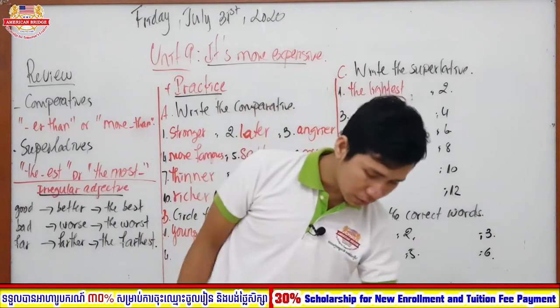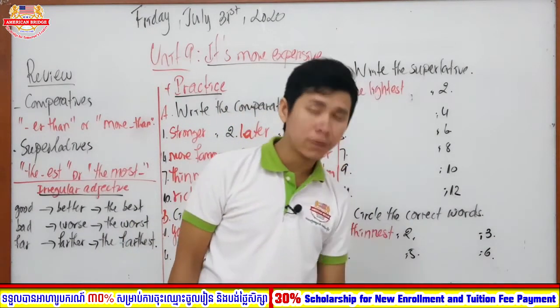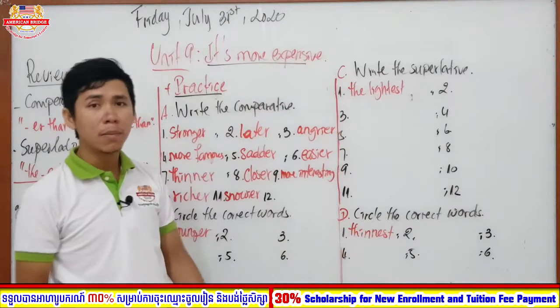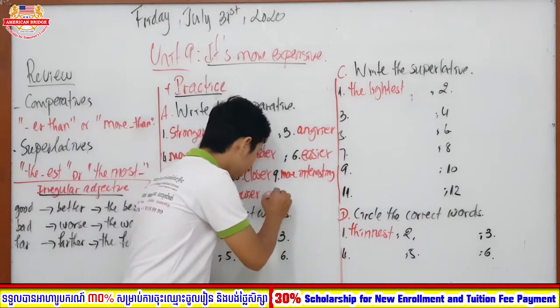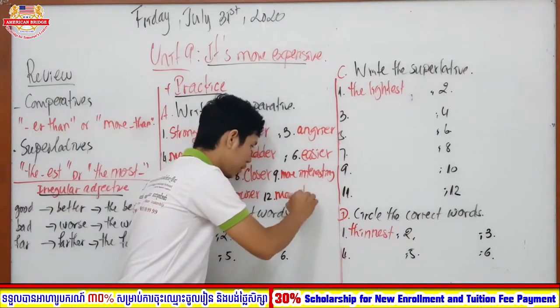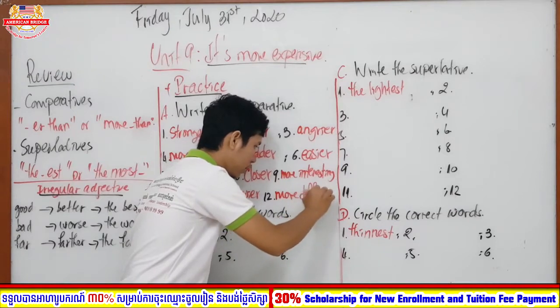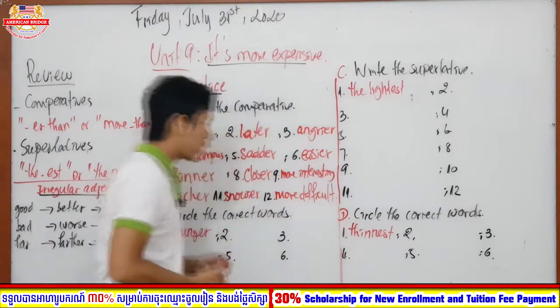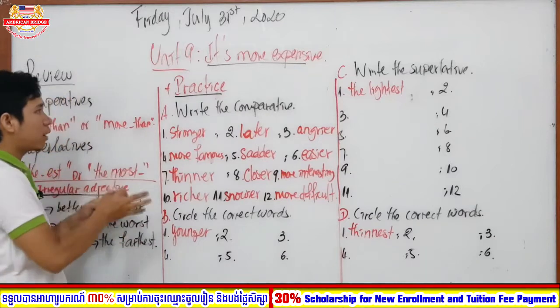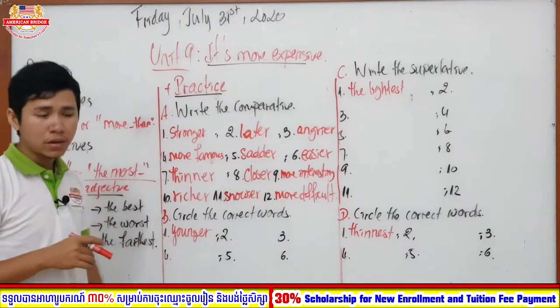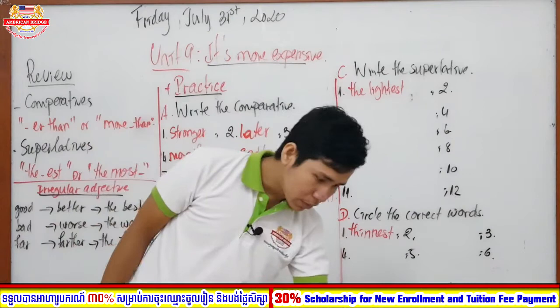And right now, let's move to number 12. Number 12 was difficult. When you change difficult to the comparative degree, you use "more." More difficult, okay? This is the word that changes in order to make those kinds of words a comparative form. However, let's move to section B.